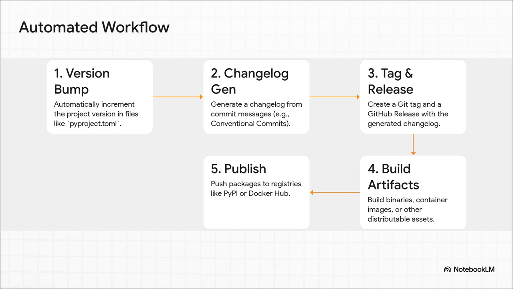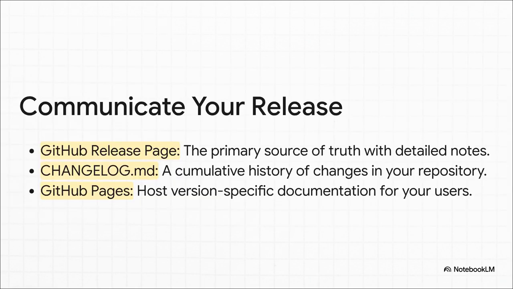It's a beautiful thing. And last but not least, your release isn't truly done until you've told people about it. The GitHub release page is your official announcement, the main source of truth. A changelog file right in your code repository gives other developers a running history of every change. And for your actual users, a site hosted on GitHub Pages is a fantastic way to give them clean, easy-to-read documentation for each specific version.